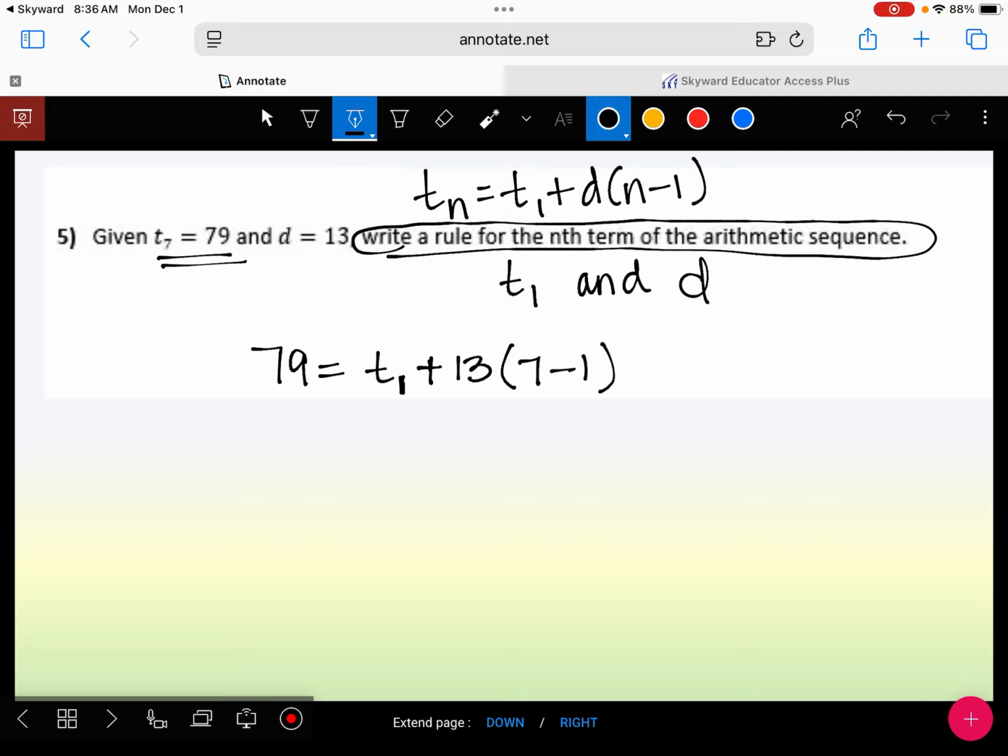So what I would do, I would not distribute that 13. That's doing a little bit too much. Let's just make it simple. Let's just figure out what 7 minus 1 is. And then we'll multiply and then we'll subtract. So go ahead and find it.